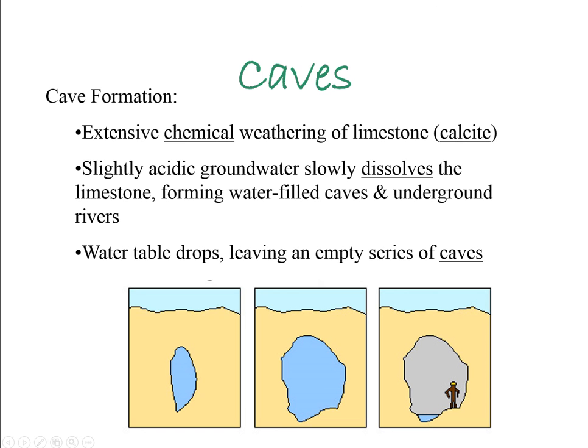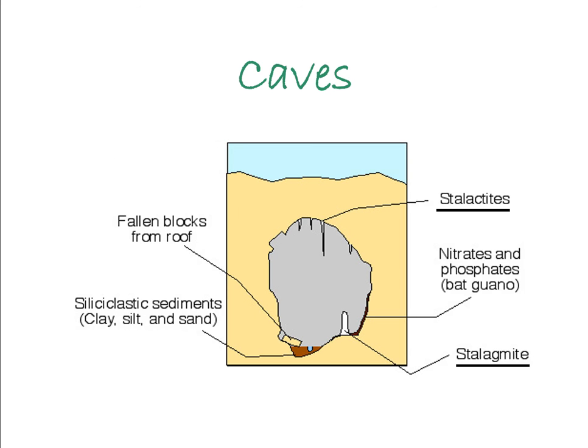Caves. Caves are pretty cool. All about them in Virginia. It happens from extensive chemical weathering of limestone, the calcite. Calcite dissolves, as we've discussed in class, and you get a cave. We get various formations. The most important probably are stalactites that hold tight to the top, and stalagmites that grow up from the bottom.